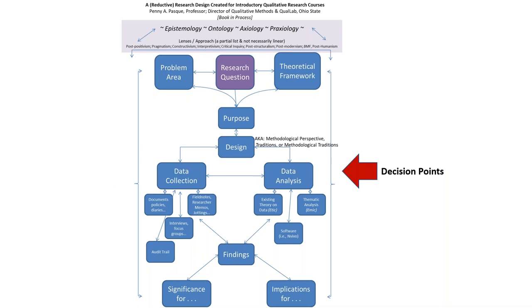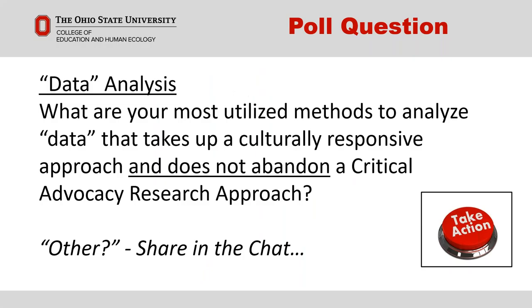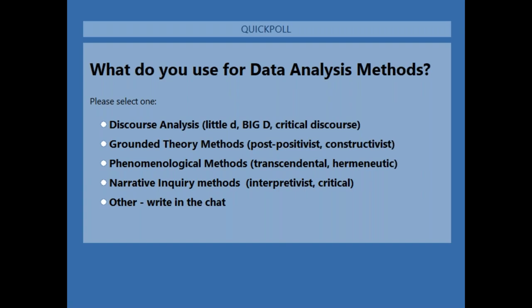So, decision points. Data analysis. We just talked about data collection. Now I'm going to ask you to do another poll about, quote-unquote, data analysis. What are the ways in which you use methods? I connected these methods to grounded theory and phenomenology, but I also realized sometimes people do basic thematic analysis, or you let NVivo do the analysis and run a frequency count. This is hard because there are only a couple of choices, so please write in the chat and share ideas that you have or that you've used that have been helpful for you.